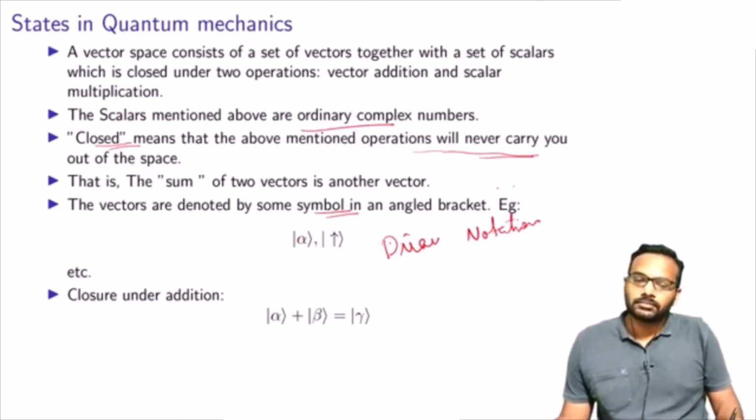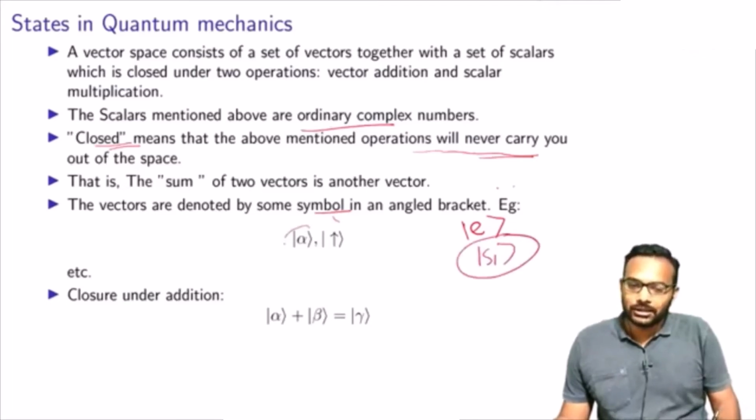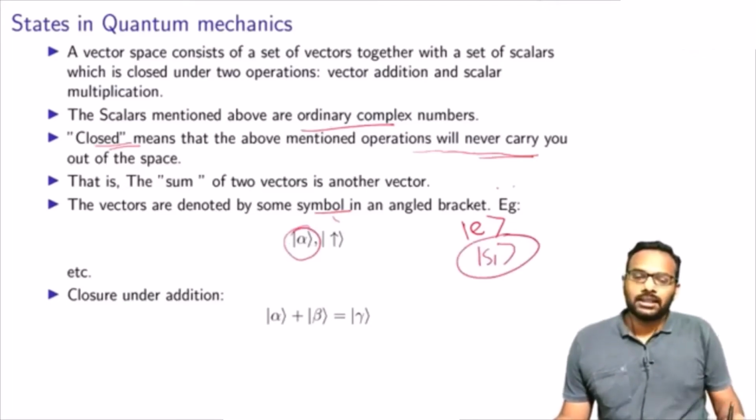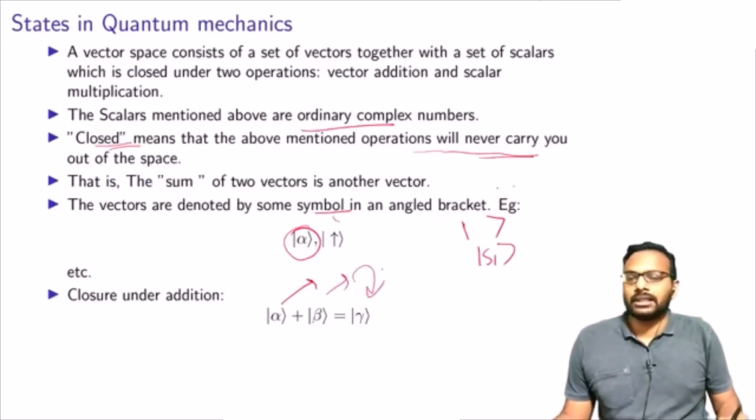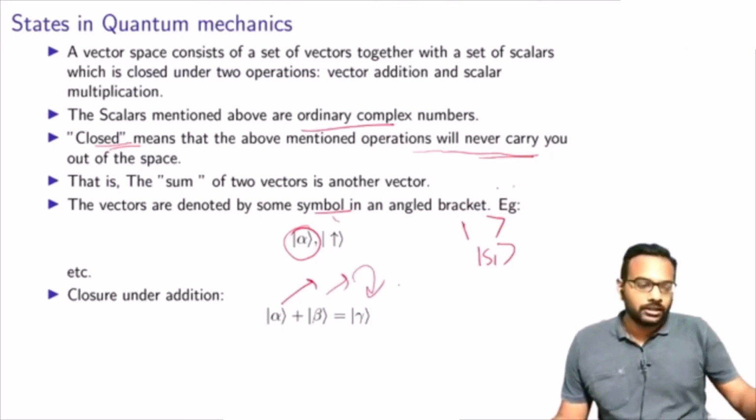Now, you will see that it's not a coincidence that we chose to write the state of the electron like this. Electron in slit 1, we wrote it like this. This was the notation for a vector, and there's a reason why we used the same notation, which you will see soon. And closure under addition means if you take two vectors and add them, you get another vector in linear vector space.